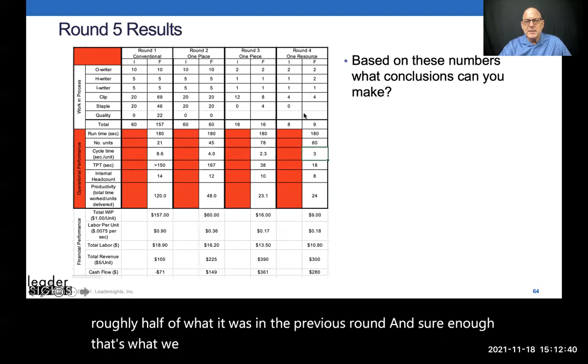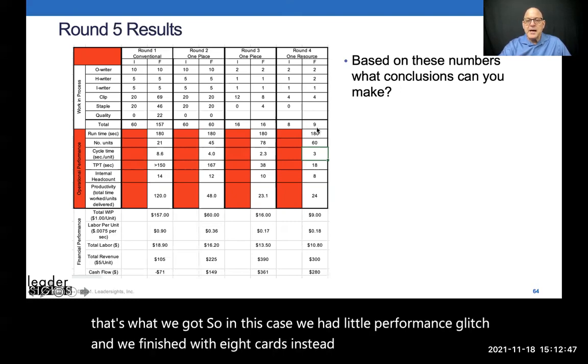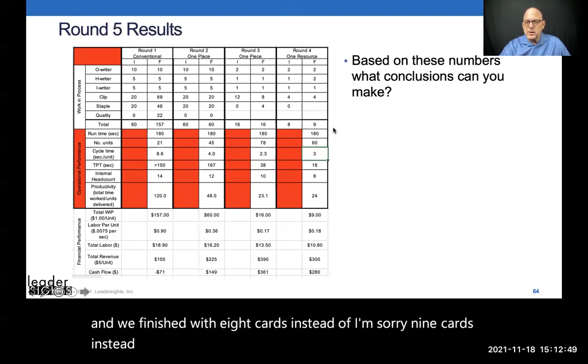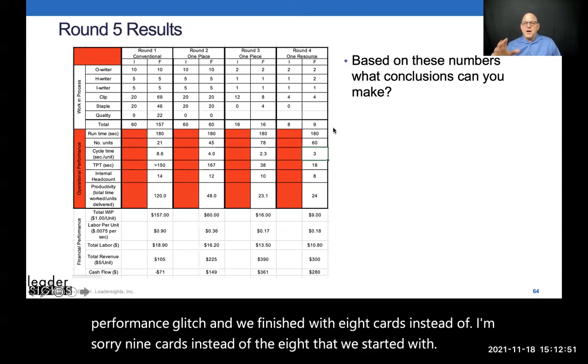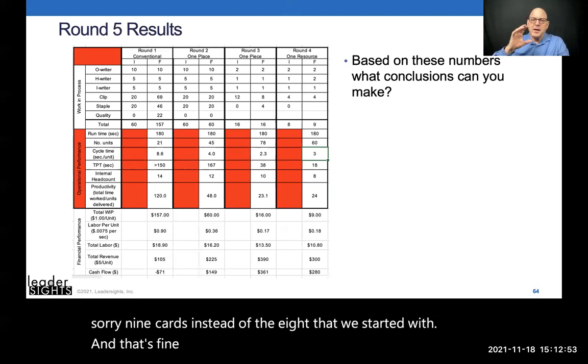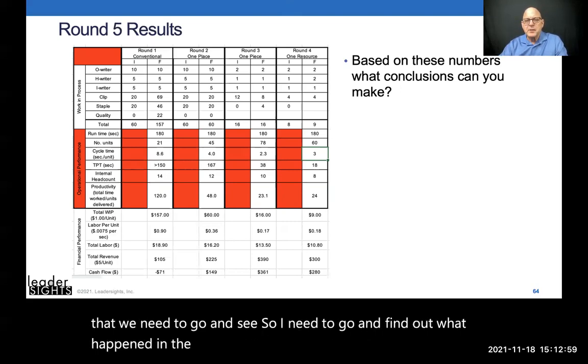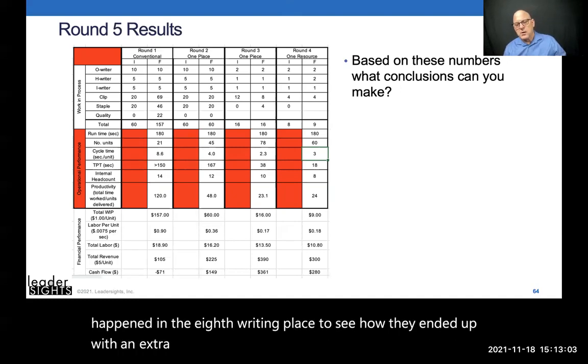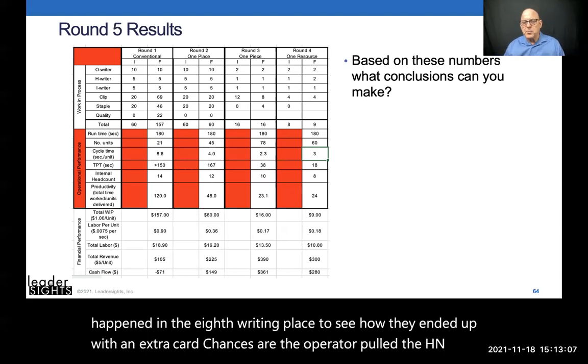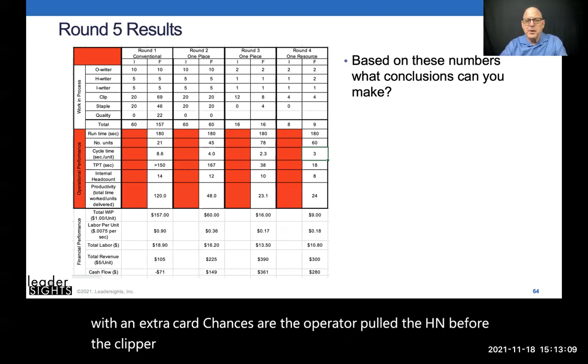So in this case, we had a little performance glitch, and we finished with 9 cards instead of the 8 that we started with. And that's fine. That just tells us we've got a problem someplace that we need to go and see. So I need to go and find out what happened in the H writing place to see how they ended up with an extra card. Chances are the operator pulled the H in before the clipper pulled from the output kanban.